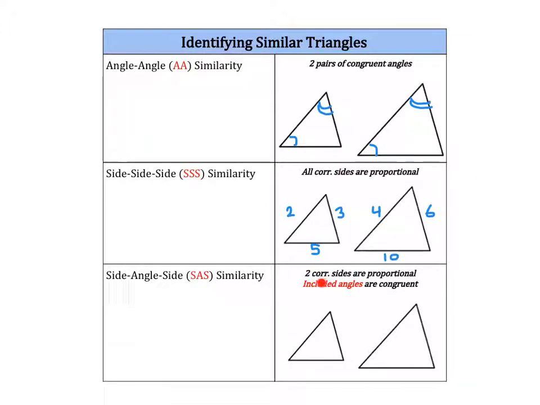This is if you have two corresponding sides that are proportional, such as 2 and 4, and then a 3 and a 6, and then you have a pair of included angles that are congruent. Included angles are the angles that are in between the two sides that we use. It has to be the angle that is in between the sides. If it's not, then we cannot claim side-angle-side similarity, and you would just say that it is not similar. So make sure that when you are doing these problems that you are actually looking for the included side.